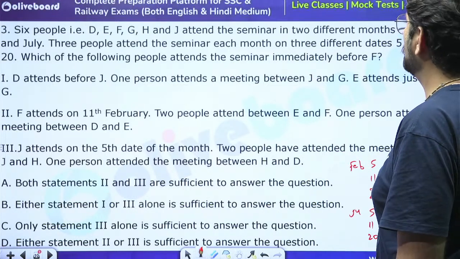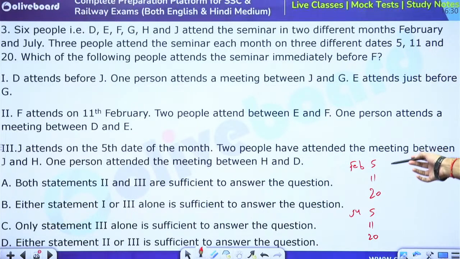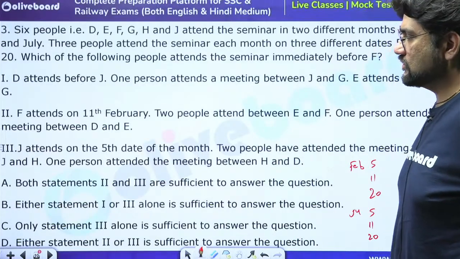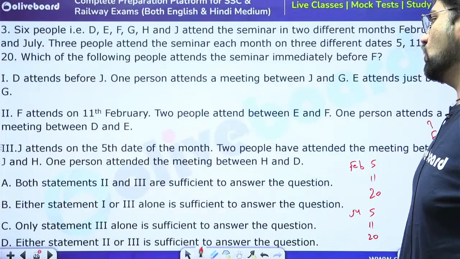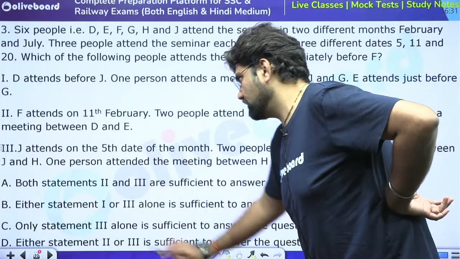So there are 6 people who are going to the seminar in these different months. Which of the following people attend the seminar immediately before F? This is the question. Who is attending immediately before F, right? Now look at the options first. These are 3 statement data sufficiency. The options are both 2 and 3, either 1 or 3, only 3, either 2 or 3. So let's check only 3 first.